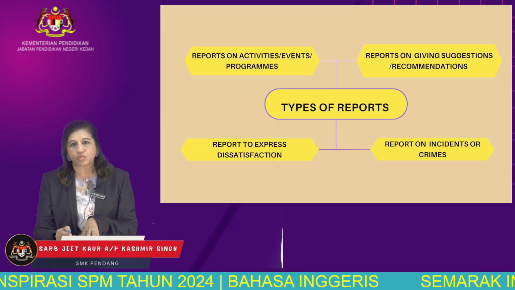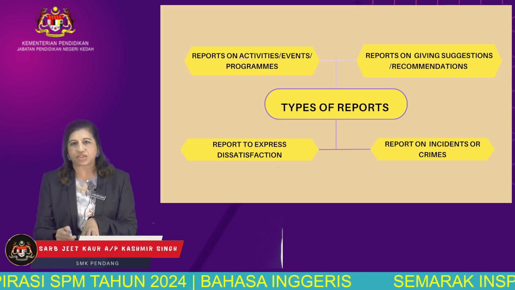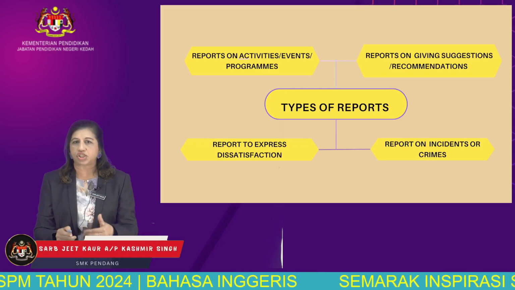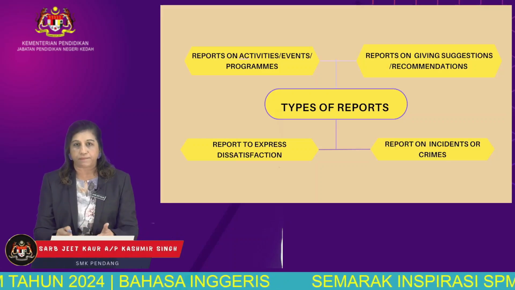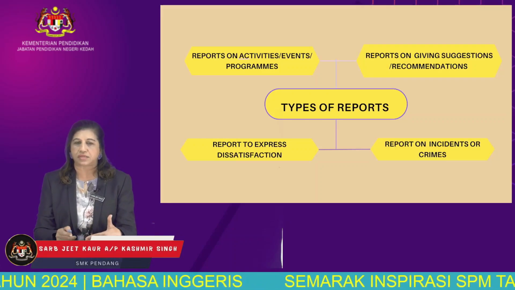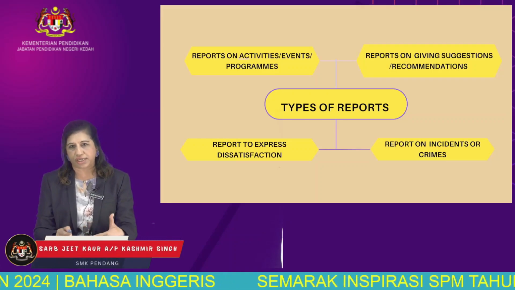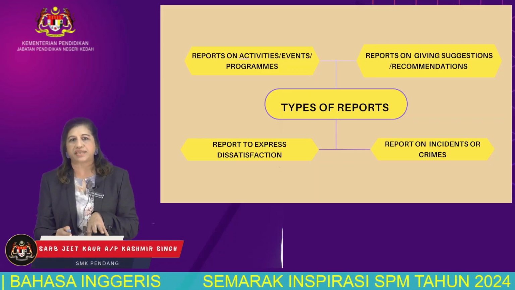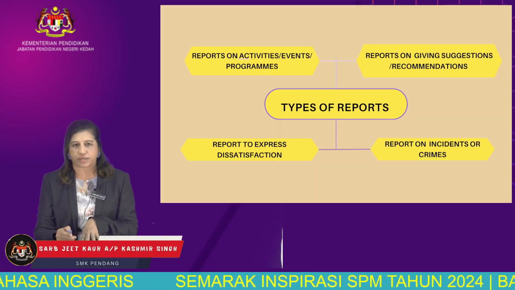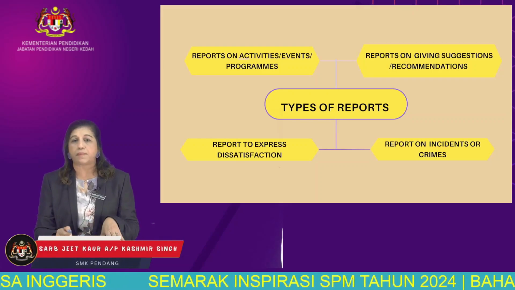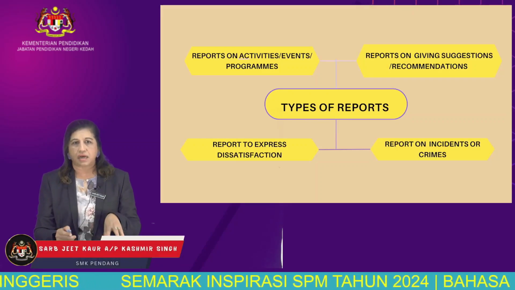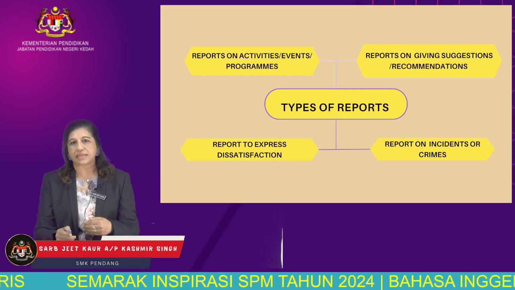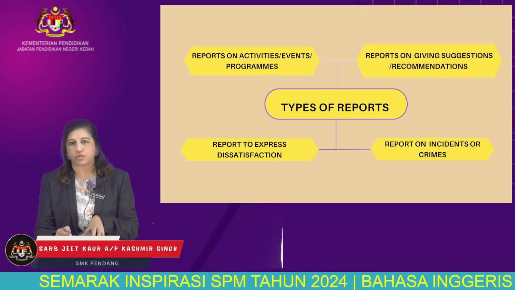The next one is report on giving suggestions or recommendations. Maybe you have some suggestion or recommendation to give. Maybe you want to improve the school library, and you have some suggestions or recommendations. The next one is report to express dissatisfaction, for example dissatisfaction about school facilities, the school canteen, or the school library. So these are the types of reports around you.